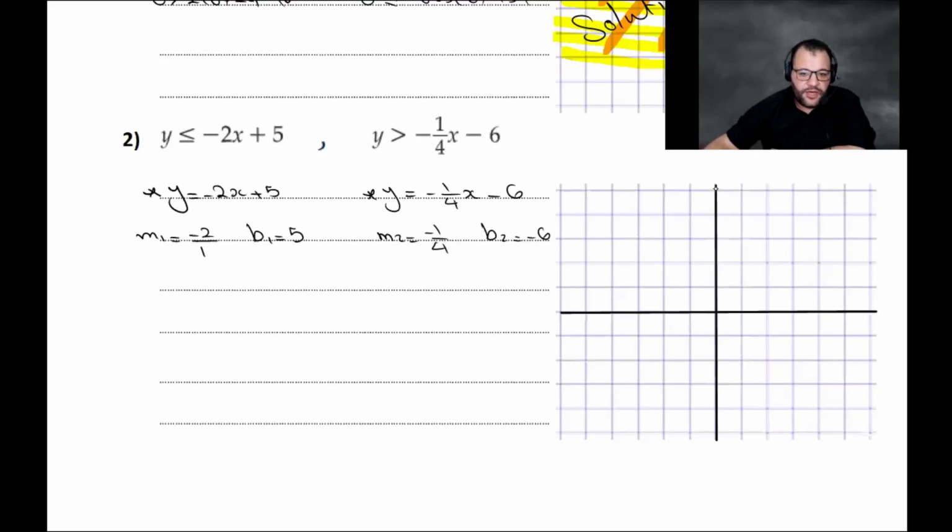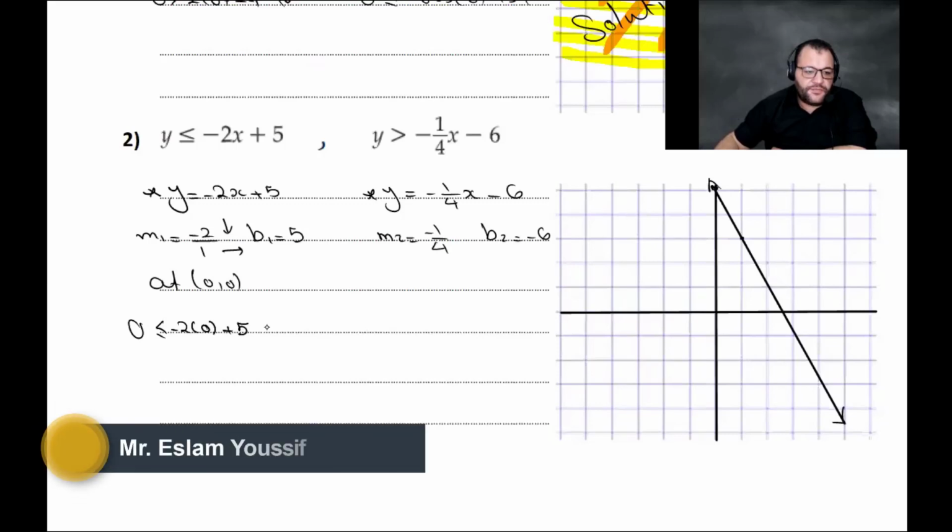Okay. So that's 5. What is the meaning of negative 2 over 1? It's going down 2 and run 1. The line now will be solid or dotted line? Solid line. Which part will be shaded? Below the line, and you can check your answer at the point 0, 0. Is 0 smaller than or equal to negative 2 times 0 plus 5? Yes. So we'll shade only under the line, below the line.